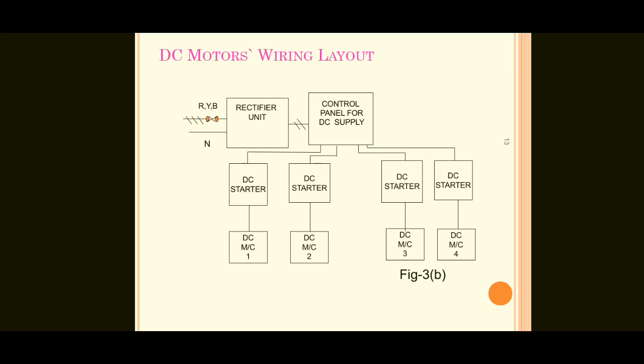Similarly, DC motors wiring layout. R, Y, B, rectifier unit, control panel for DC supply. So DC starter, DC starter, DC starter and DC starter, for DC machine 1, DC machine 2, DC machine 3 and DC machine 4. For each machine, one starter is connected.